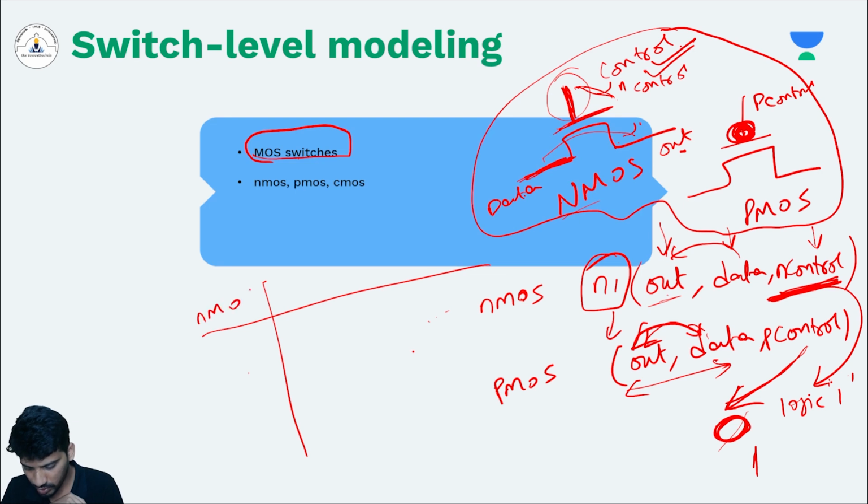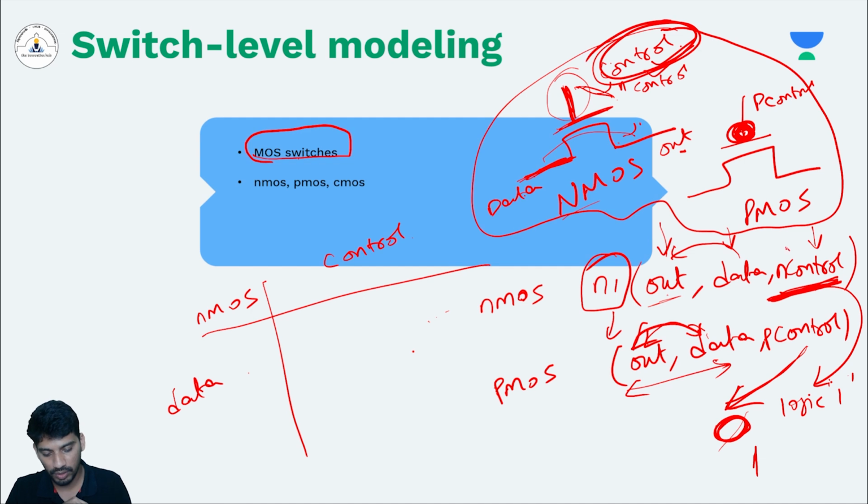I am drawing a truth table of NMOS, and on one side I am drawing data and on the other side I am taking the control signal. These are the two inputs we have. Based on the control signal and the data, your output will appear. What are the possible combinations that data can have? I already told you: 0, 1, X and Z. We have only 4 possible levels, which are 0, 1, X and Z. Similarly, the control can also be 0, 1, X and Z.